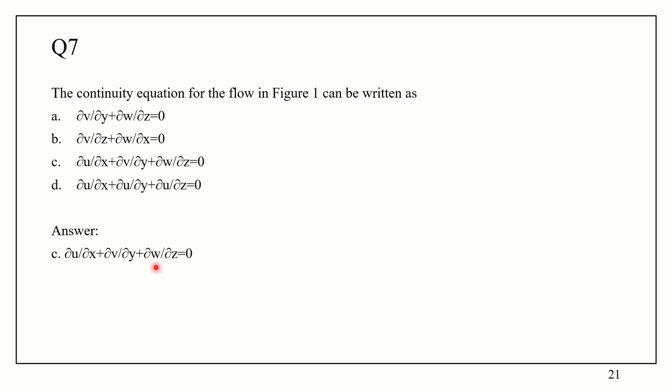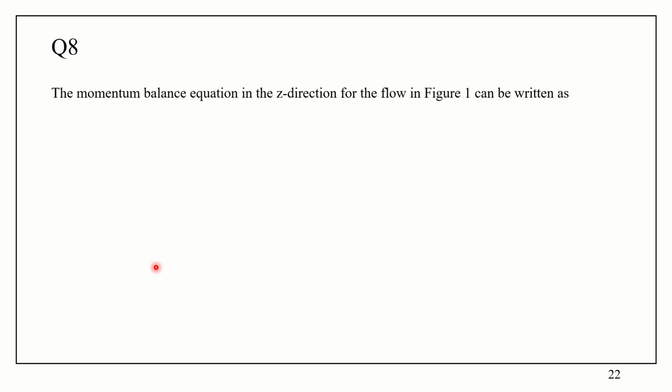Now we will go to question 8. In question 8, it is mentioned that the momentum balance equation in the z direction for the flow in figure 1 can be written as dash. The momentum balance equation in the z direction for the flow in figure 1 can be written as dash.